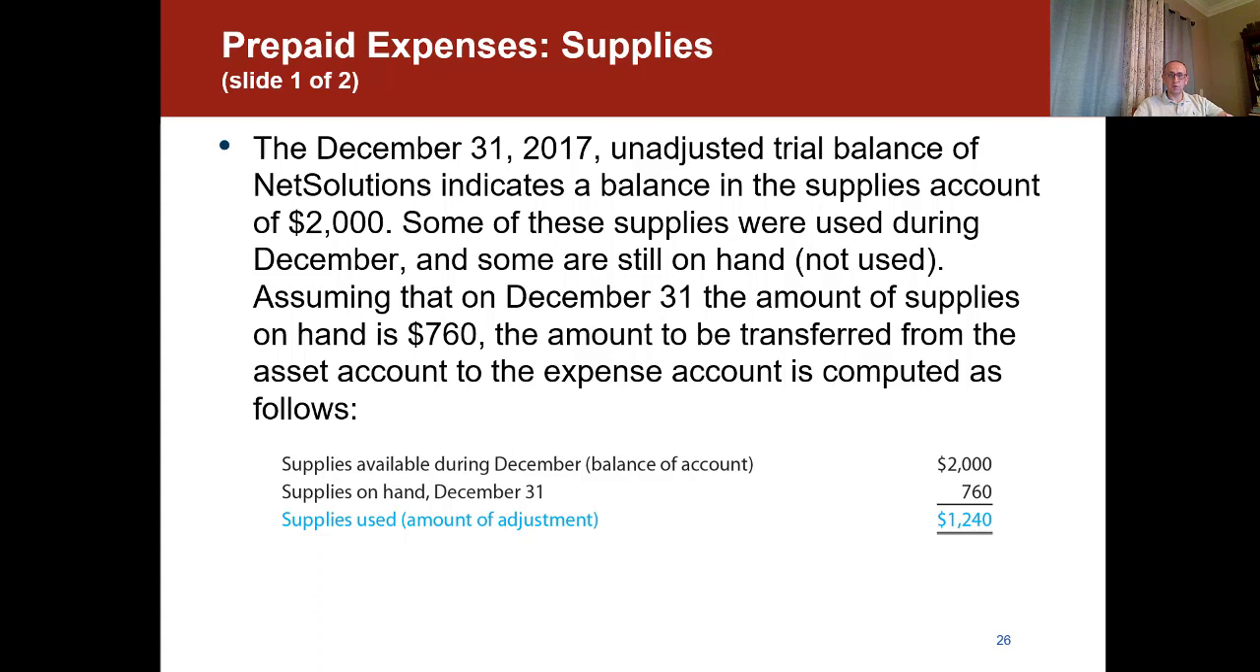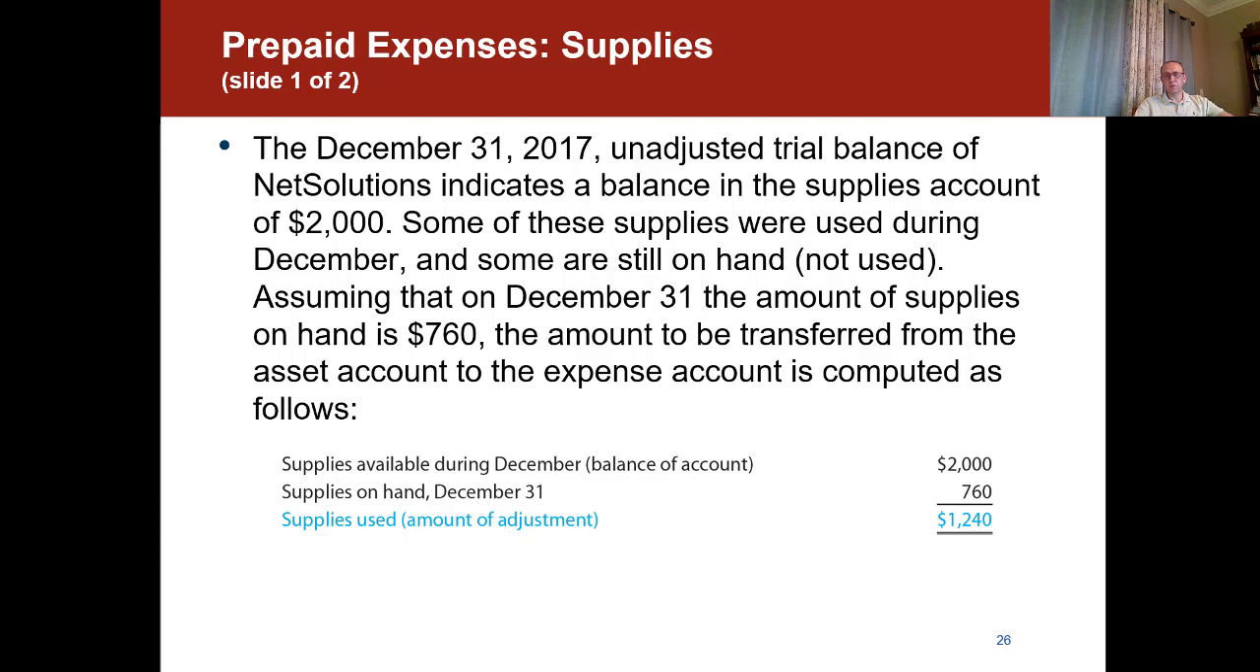So you can see that we started the month where we had $2,000 worth of supplies. In the unadjusted trial balance, we had $2,000 worth of supplies. By the end of the month, December 31st, we look at what we have and it's only $760. Can you figure out how much we used? Of course, it's the difference.